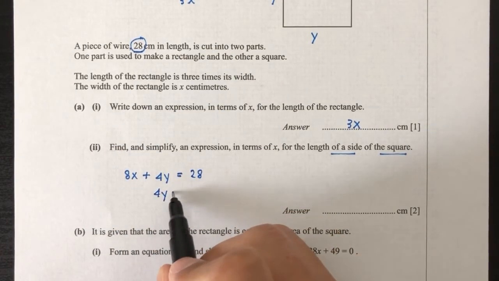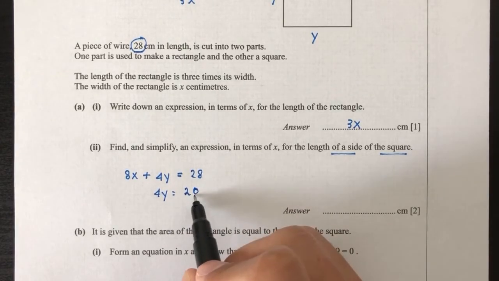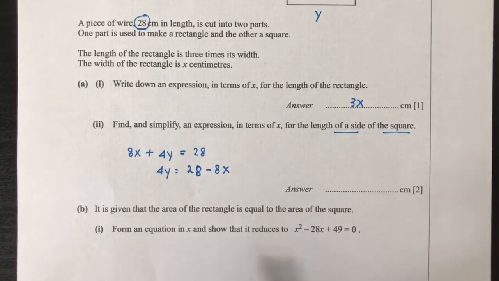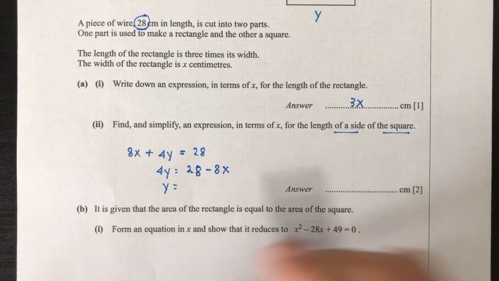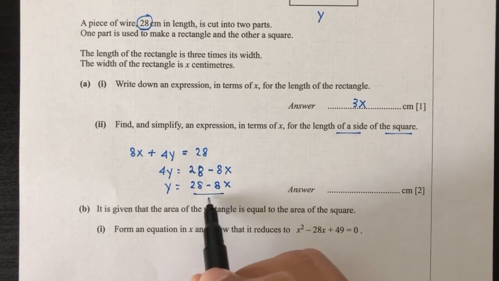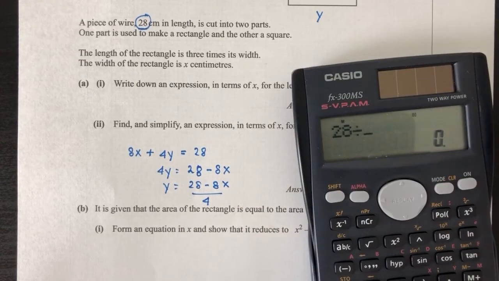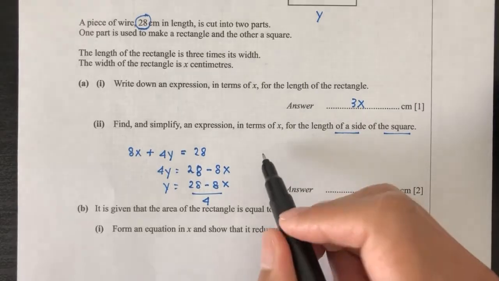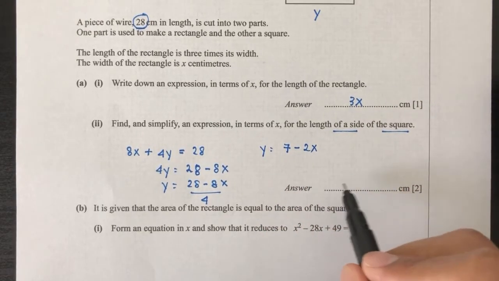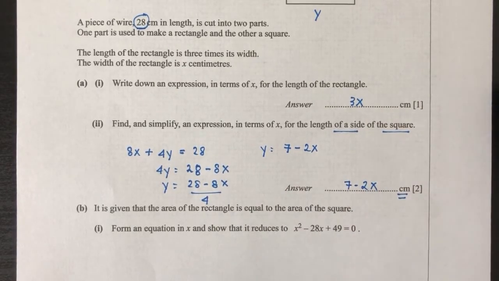Now 4y is 28 minus 8x. So the side will be y equal to 28 minus 8x over 4. Now you can of course simplify, so let's do that. y becomes 7 minus 2x. So 7 minus 2x will be the side of the square.